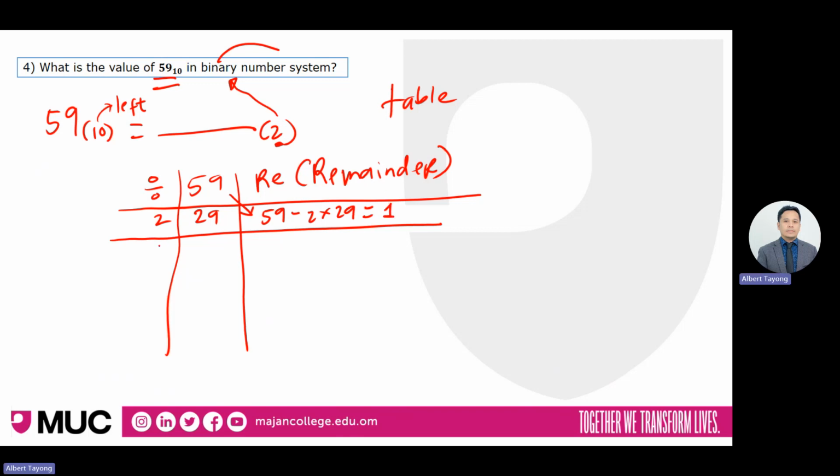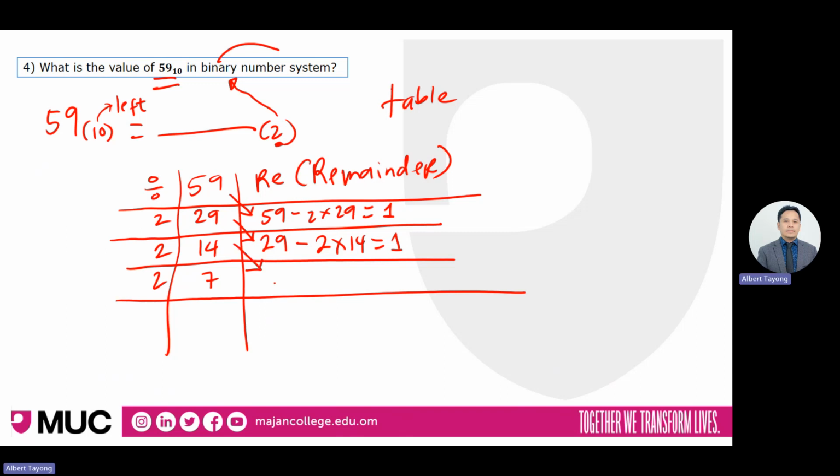And 29 divided by 2, this will be 14 point something, 14.5 exactly. Okay, so we just have to write the whole number. So 29 minus 2 times 14 is equal to 1. We always have to multiply these two numbers. And 14 by 2 is equal to 7. And here we have 14 minus 2 times 7 is equal to 0. And we continue. 7 by 2 is 3. So 7 minus 2 times 3 is equal to 1.